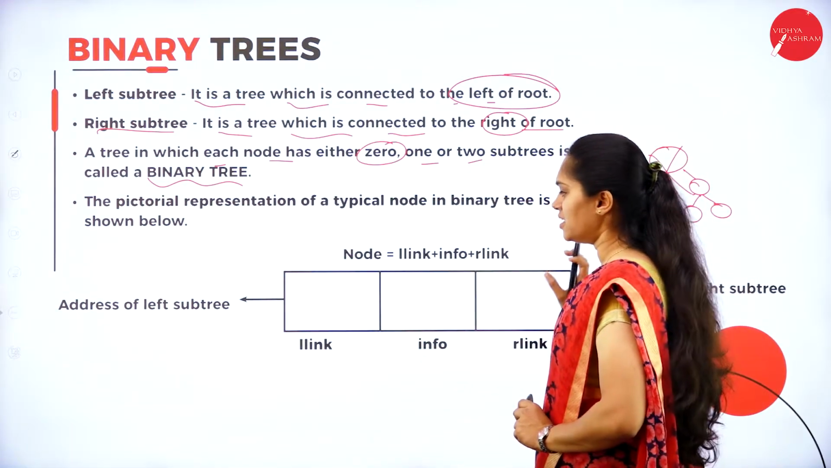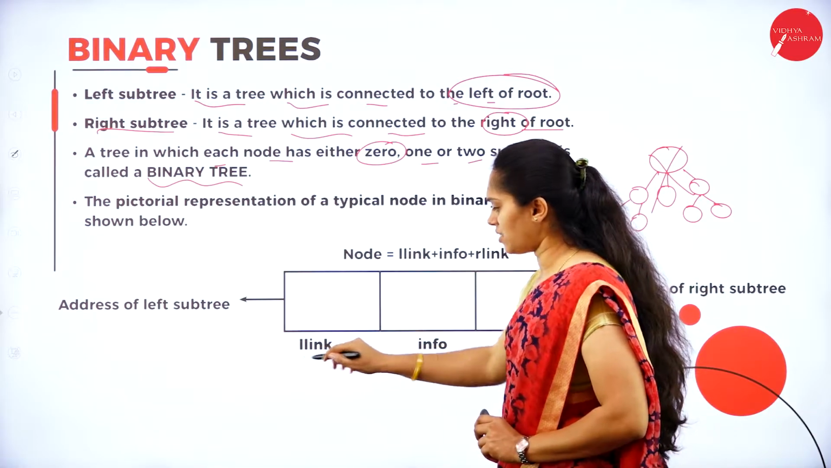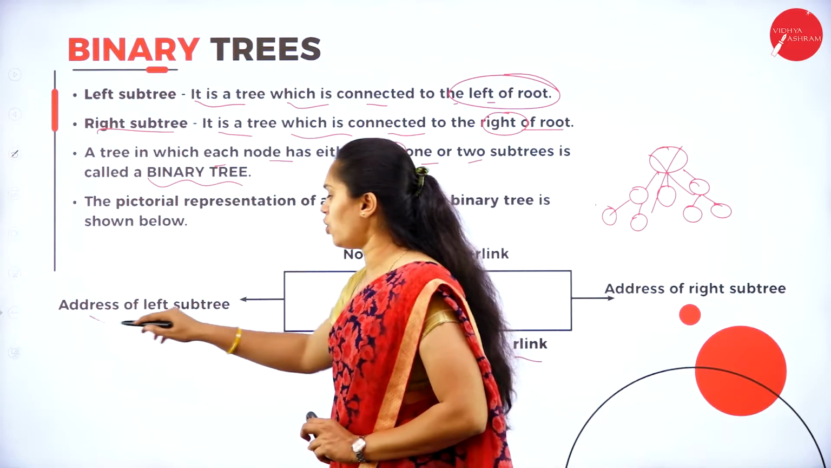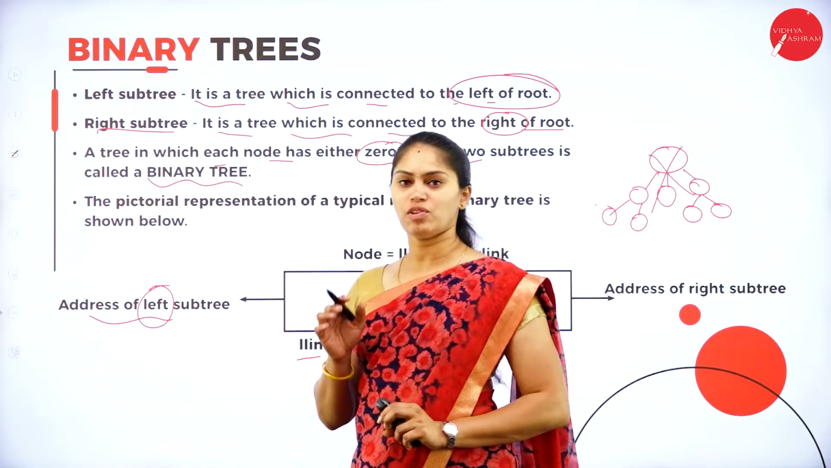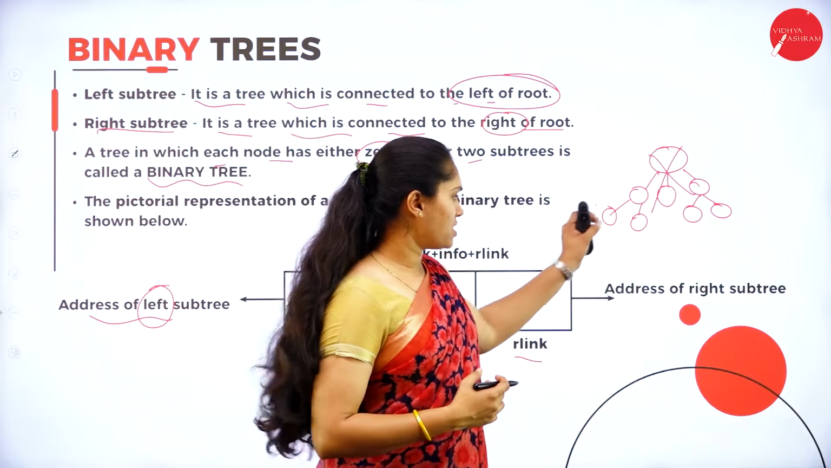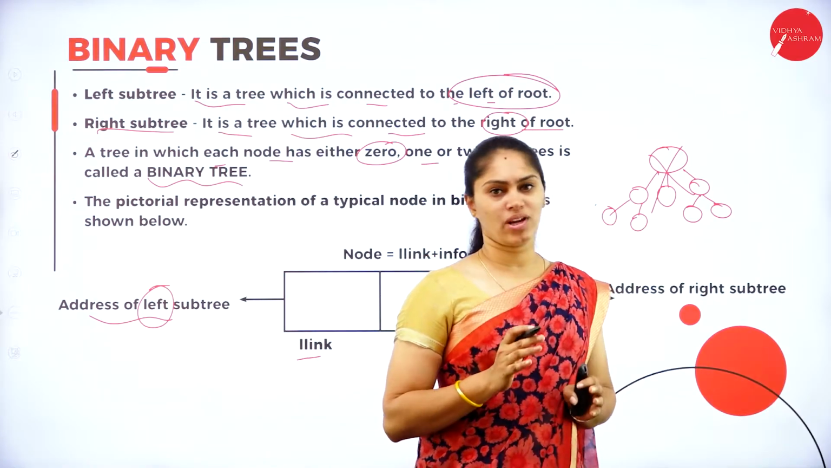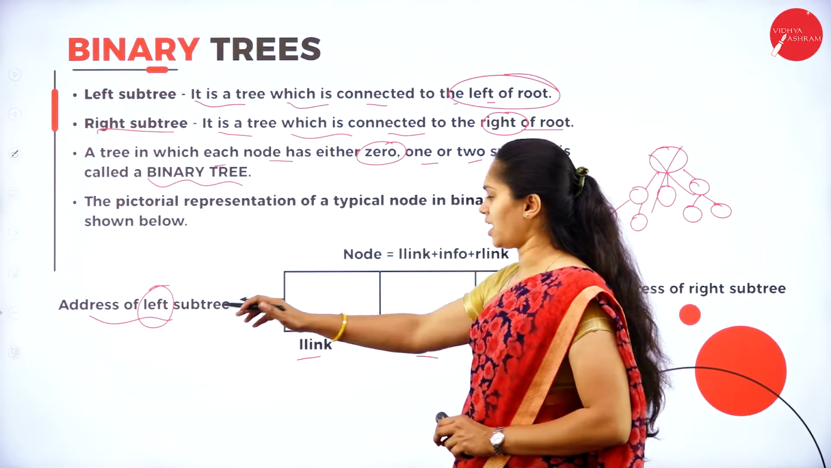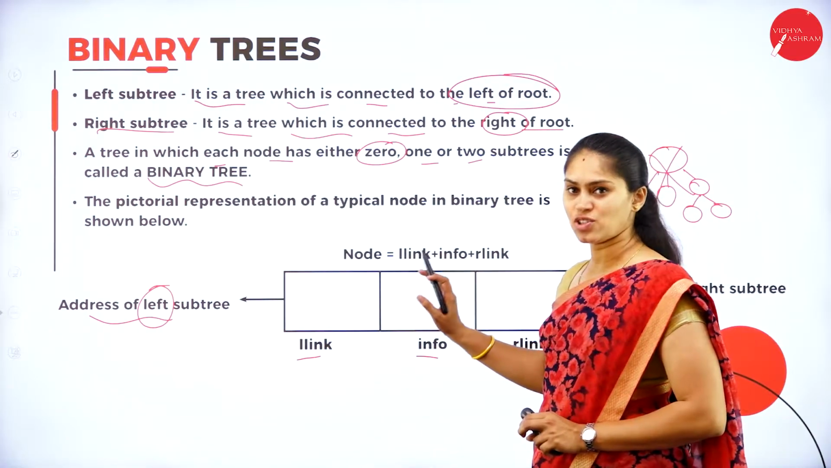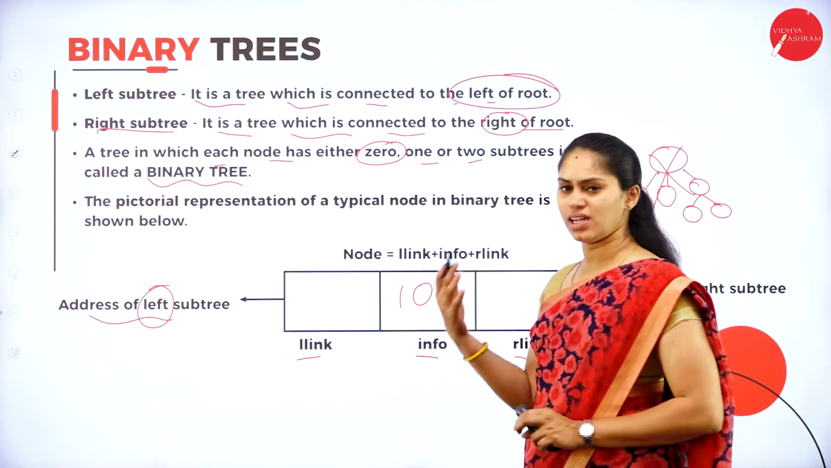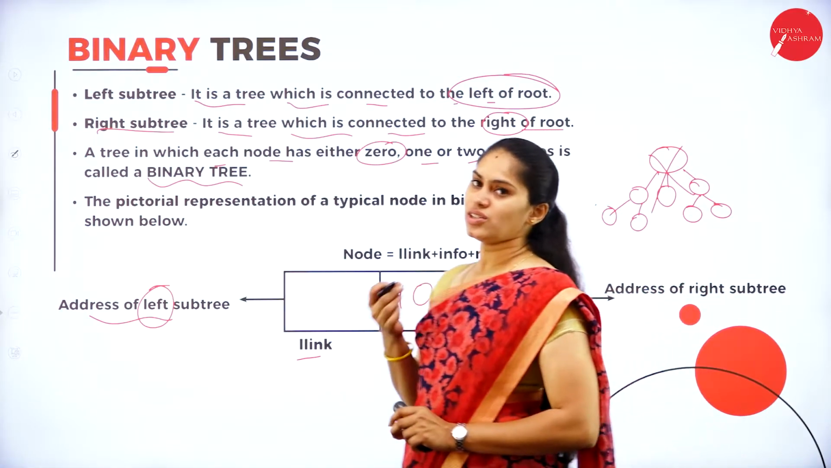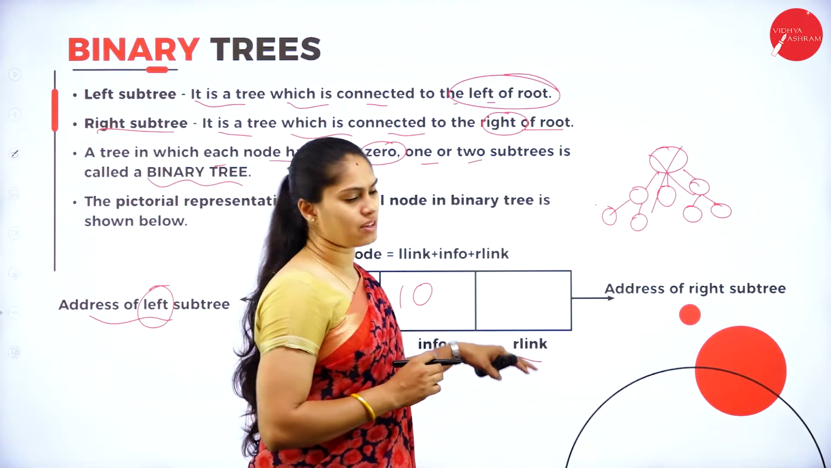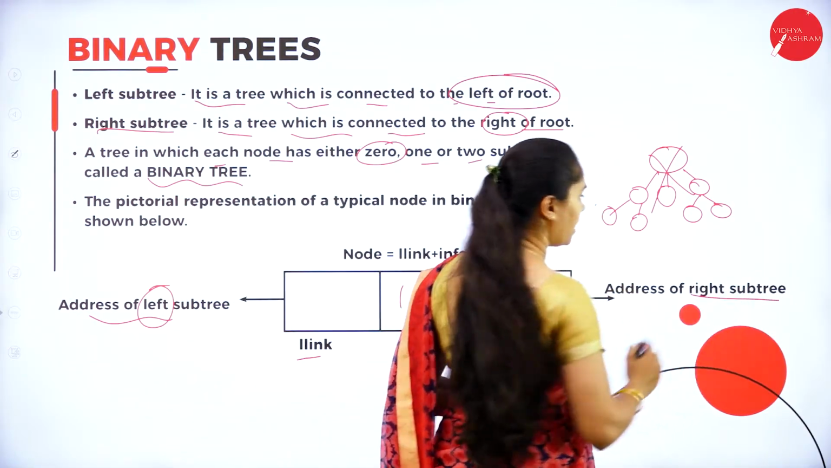Here we have 3 fields: an L-link, info and R-link. The L-link will hold the address of the left subtree. If I want to traverse or visit each node, I must know its memory address. For that reason, we have an L-link, or left subtree link, and we have info, where the actual information is stored. We have 10, 20, that numbering we are going to give now, and that will be stored in the info. And we have an R-link, which will hold the address of the right subtree.